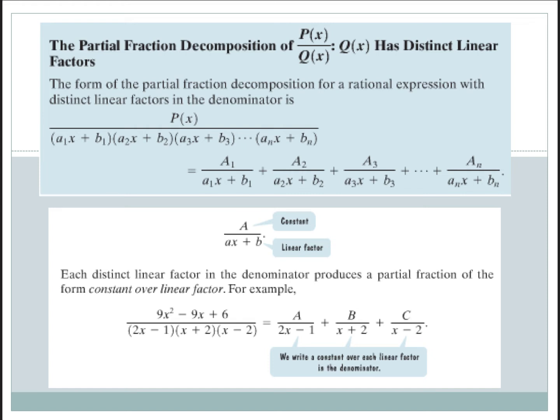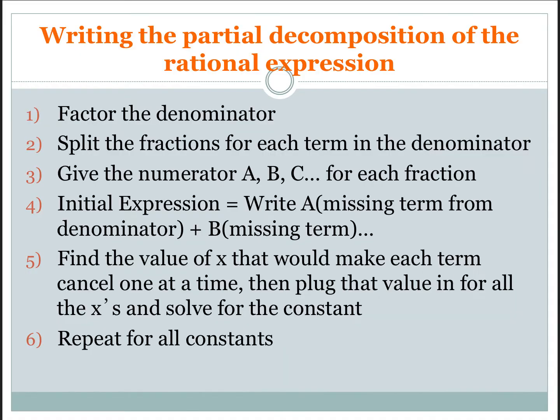You're going to cross multiply or make sure your denominators all cancel out. Set it equal to your numerator from the original, and then solve for each, your A, your B, your C. Then you'll rewrite it to get your partial fraction decomposition. So your steps in these that are written out for you: number 1, factor out your denominator. Number 2, split the fractions for each term in the denominator.